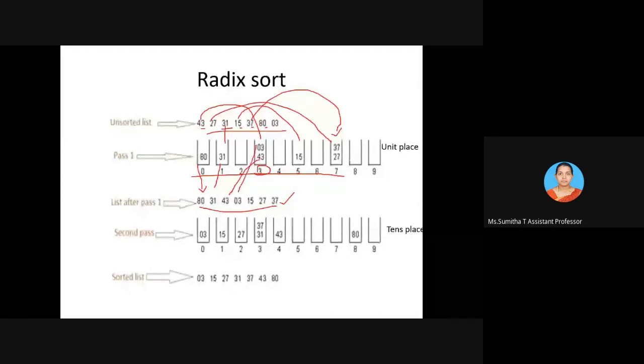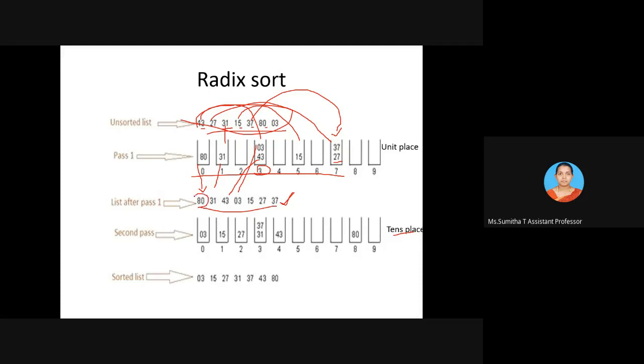Okay, then fourth bucket, no elements. And 15. And here also first we have to take the element from the inner, that is 27, again 37. Okay, no need to consider the original list. We just take the list after the pass one. Okay, this is the element. Now my list has these elements. Now I'm considering the 10th place and putting the elements into the bucket based on the 10th place.